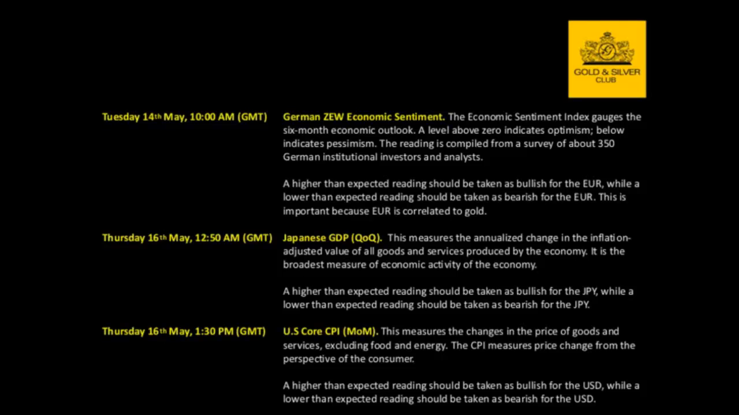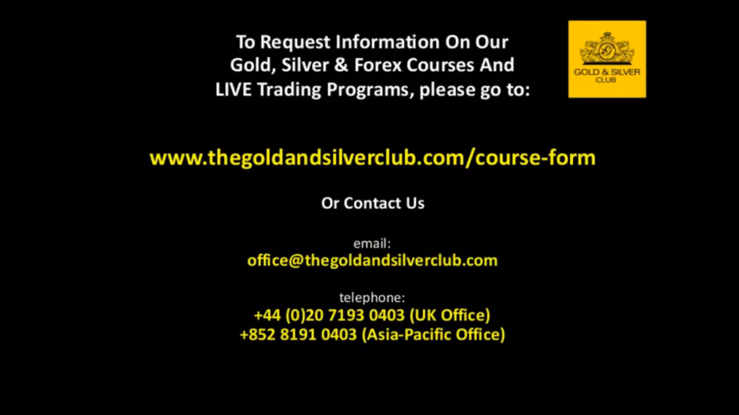Next Thursday at 1:30 we also have the US core CPI. That measures the changes in the price of goods and services excluding food and energy. CPI is important because it measures price changes from the perspective of the consumer. A higher than expected reading should be taken as bullish for the US dollar, while a lower than expected reading should be taken as bearish. So again, that will affect the majority of currency pairs.